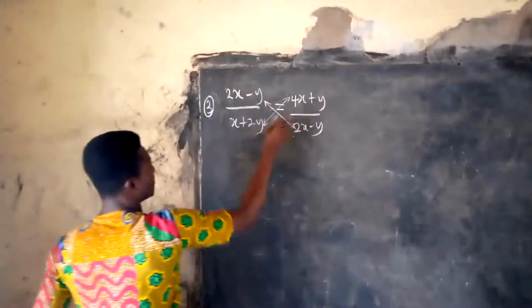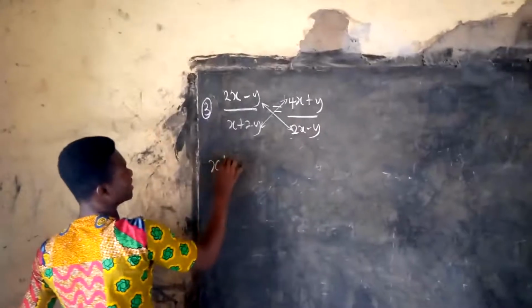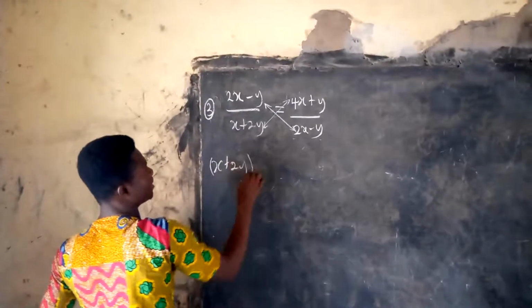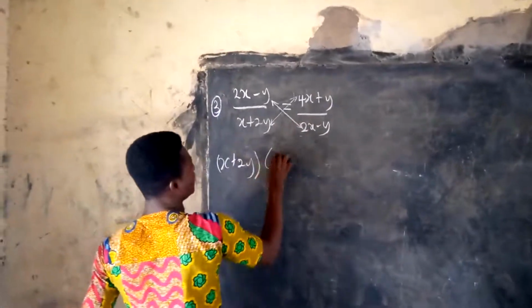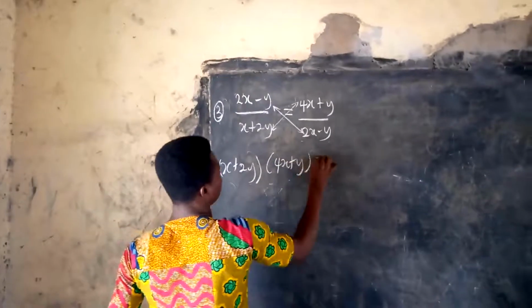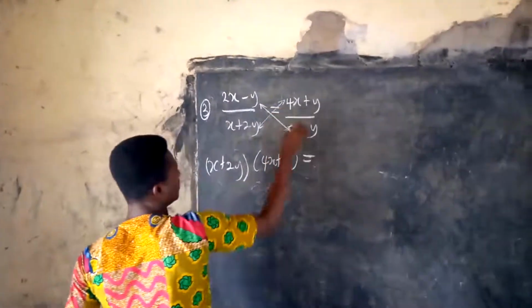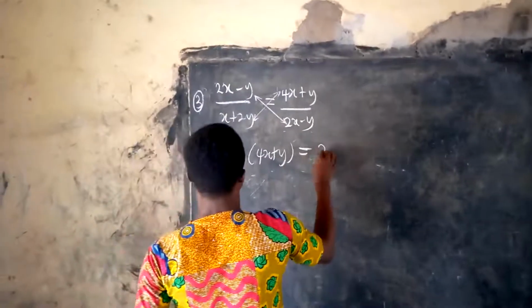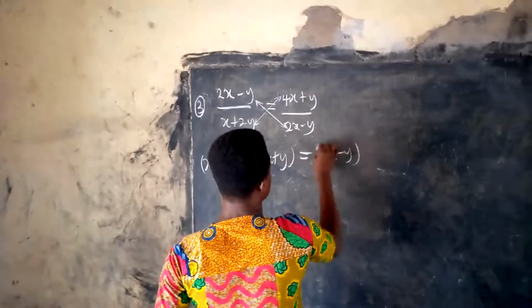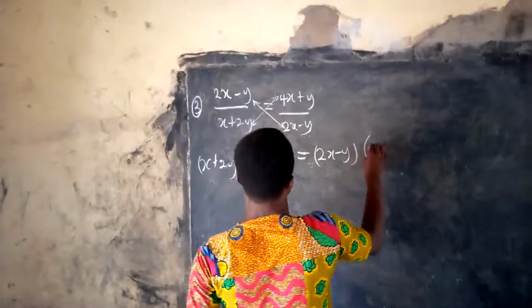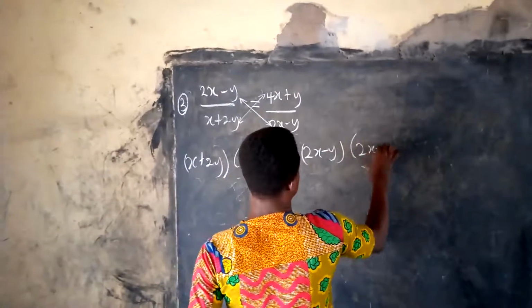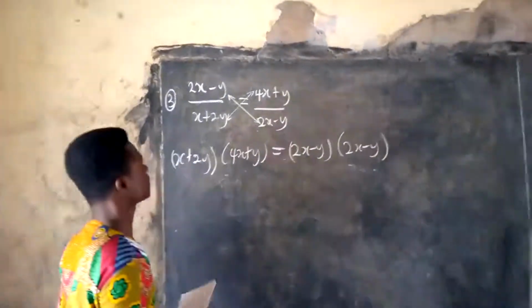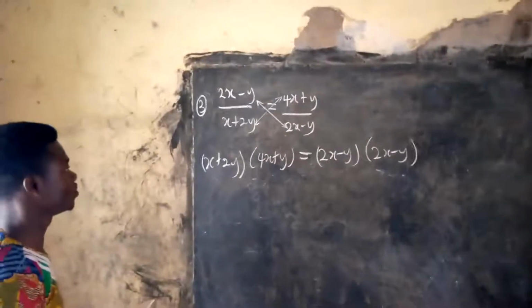So let's cross multiply this. You have x plus 2y here, and then you multiply by the whole of this expression, 4x plus y here, and you bring your equal sign here, and then you multiply this one too by this one. So you get 2x minus y multiplied by 2x minus y here too. Okay, so we are good to go.